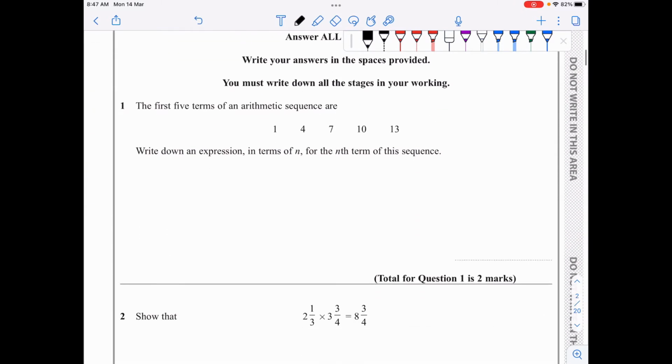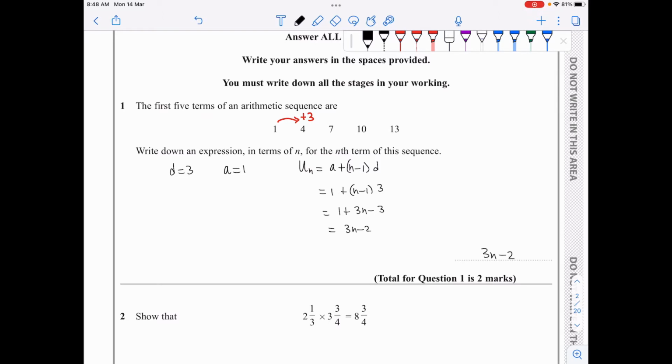So question 1 is about the first 5 terms of an arithmetic sequence. We see that it's 1, 4, 7, so the first thing we notice is that we've got a constant difference of 3. We keep adding 3, so d is 3. We also notice that the first term is 1. And we know that for an arithmetic sequence, the nth term is given by a plus (n minus 1)d. We replace a with 1, we replace d with 3, and we can actually go a step further and expand this to simplify it, giving 3n minus 2.